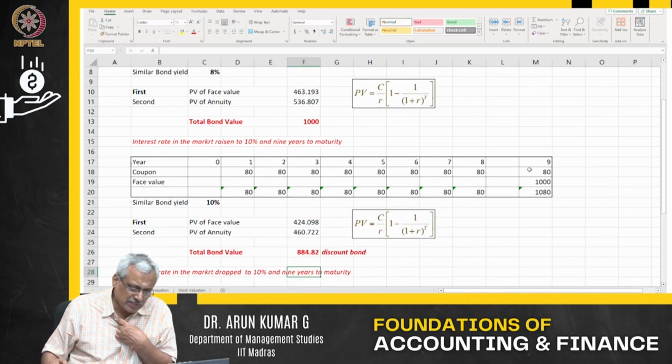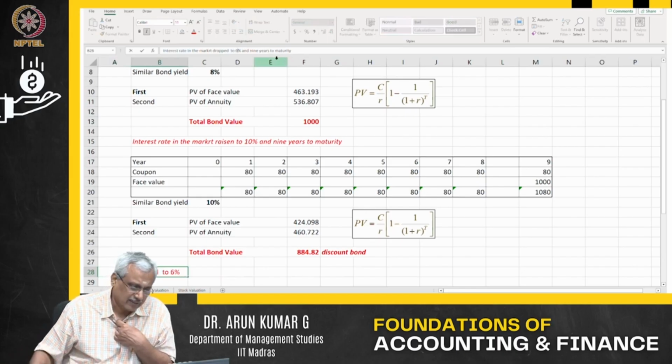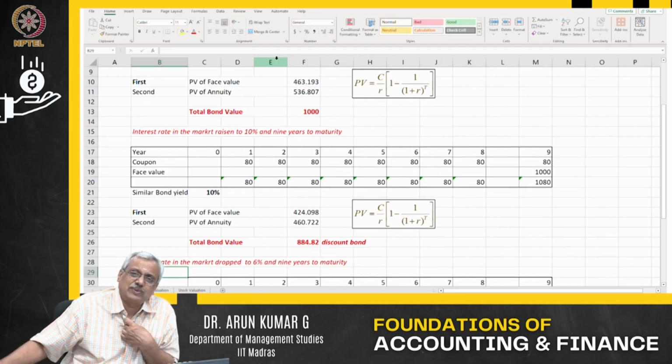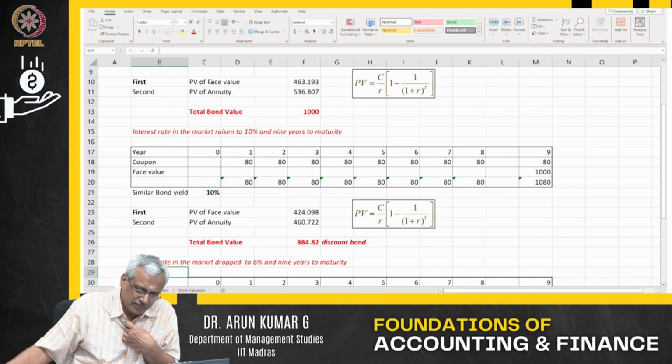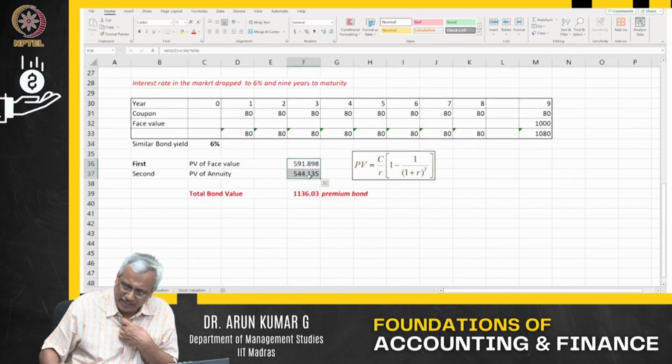Supposing the interest rate drops to 6%. I am sorry about the typo here, let me correct it: from 10 it is 6%. The bond basically did not move to 10, it moved to 6%. Now the interest rates in the market moved only to 6%. Then what happens? How does it work? Let us try and see if we can calculate it.